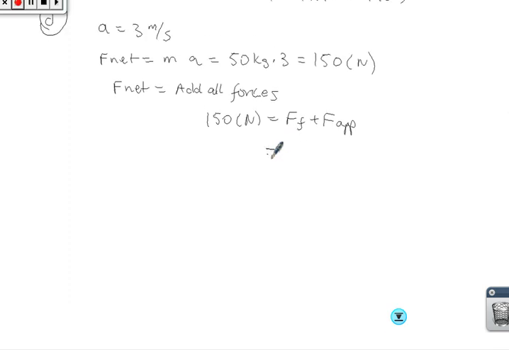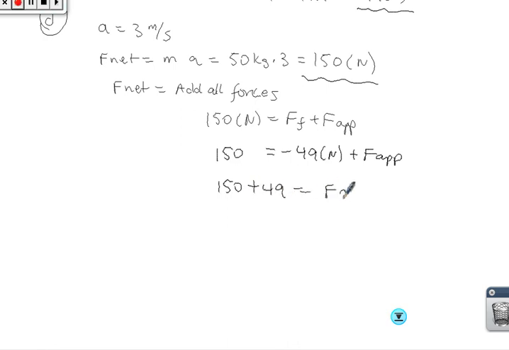Well, force of friction has to be frictional force kinetic, which is 49 newtons, negative 49 newtons, because it is opposite in direction to the motion. Force applied equals 150. So 150 plus 49 equals the force applied. So force applied equals 199 newtons.